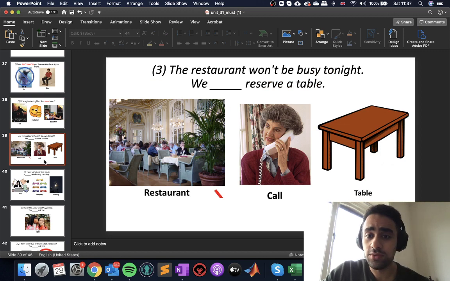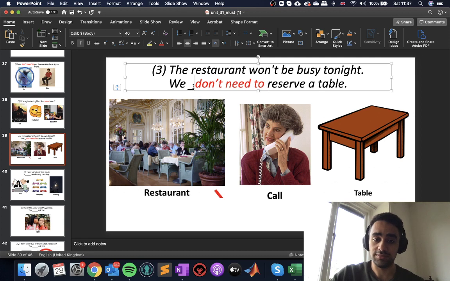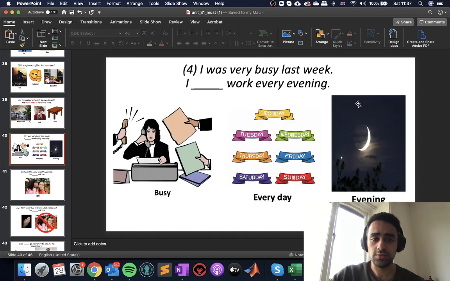The restaurant won't be busy tonight. We reserve a table. So we are going to a restaurant and we can reserve a table. However, the restaurant is not busy because there are not a lot of people outside today. So we can reserve or we cannot. It's not necessary to reserve a table. In this case, it will be we don't need to. So we don't need to reserve a table.